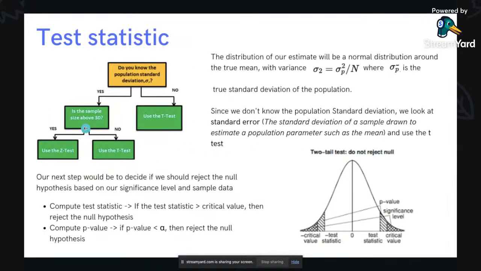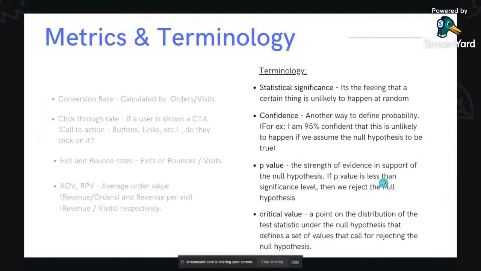Going ahead, sorry, critical value. The critical value is just a point on the x-axis of the distribution of the test statistic. If our observed test statistic crosses that, or is basically greater than that, then we say that we can reject the null hypothesis.